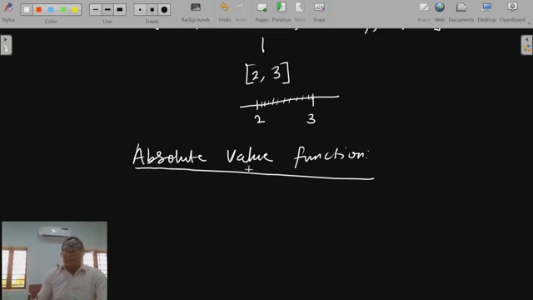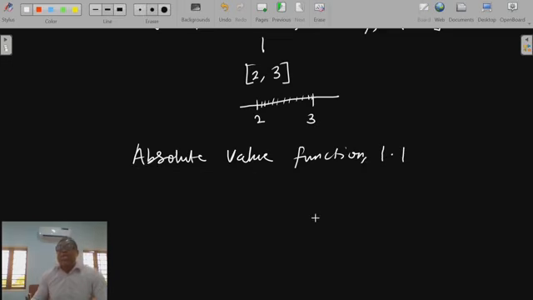This absolute value function is denoted by the symbol. Look at these two bars with a dot in between. That's the symbol we use to denote the absolute value function. And the absolute value function is actually a map from R to itself, to R.